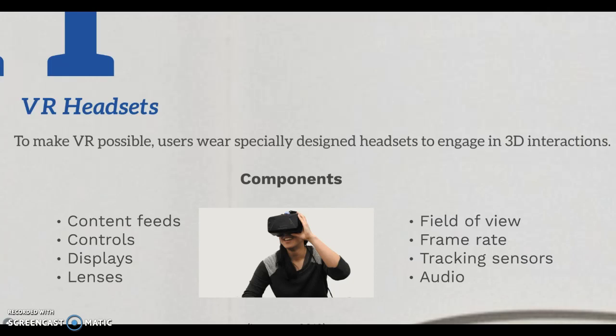There are several components of the VR headsets that make this possible. One is the content feeds, which is the hardware that provides the information. There are controls, buttons or controllers, the displays where the image is pushed out to the viewer's eyes, the lenses which help you focus on the screen in order to give you that real-world experience, the field of view, which is the degree to which you're seeing, the frame rate, the frequency the frames are displayed, the tracking sensors, which are used to know when you move your head, hands, or body, as well as the audio.